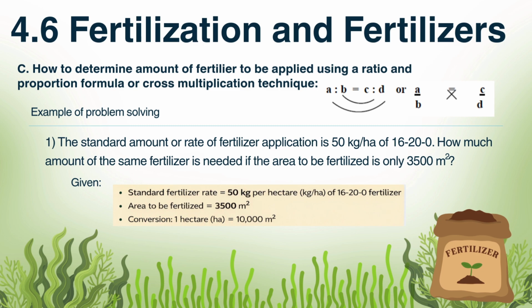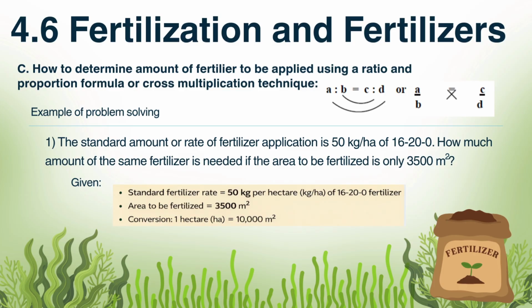The first thing that we should do is to write down the given information. The standard fertilizer rate is 50 kilograms per hectare of the ammonium phosphate fertilizer. Next, the given detail is the area to be fertilized, which is 3,500 square meters.